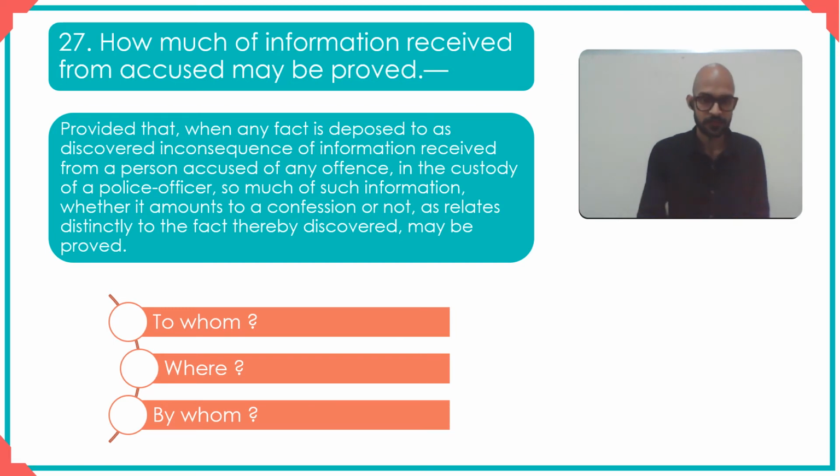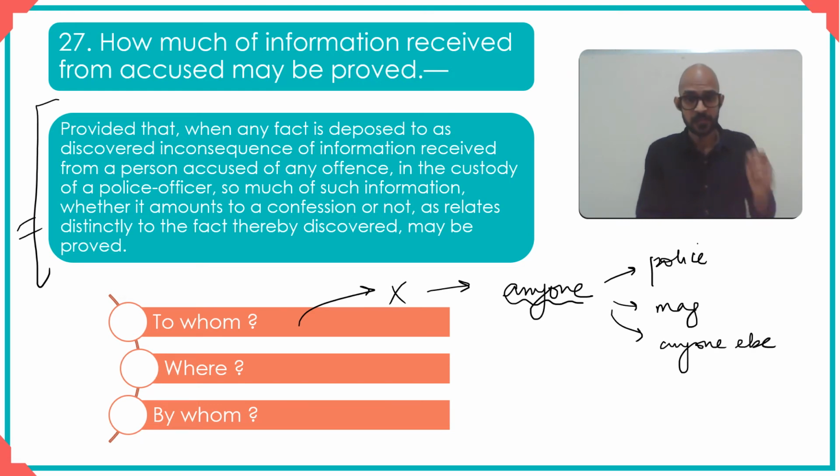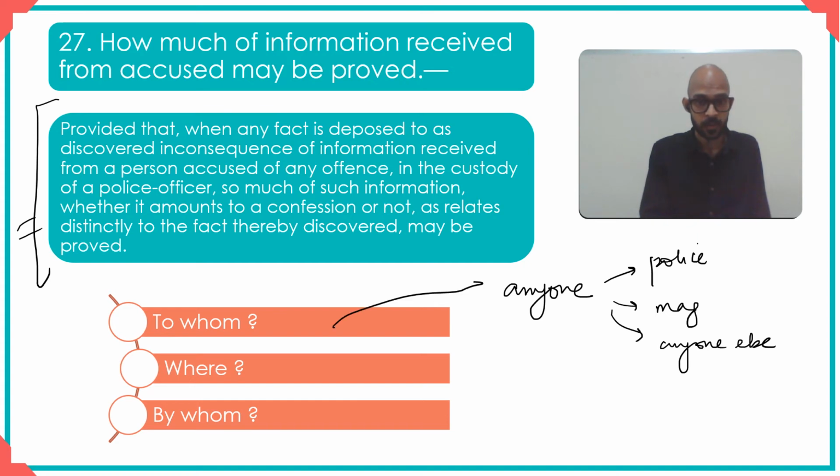Okay, let's take the first question. The first question is, to whom is the confession made? When you look at section 27, it does not talk about to whom it is made, does not mention anyone in particular, which basically means it can be made to anyone. It can be made to a police officer, it can be made to a magistrate, or it can be made to anyone else. So when you don't have a specification, it basically means it can be given to anyone. That's the first point.